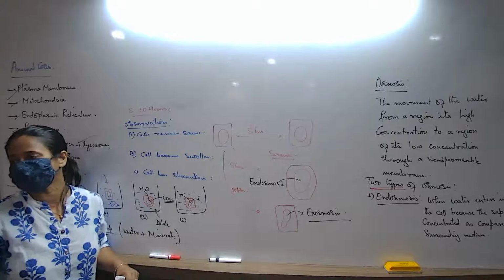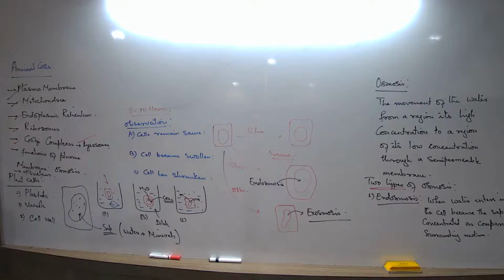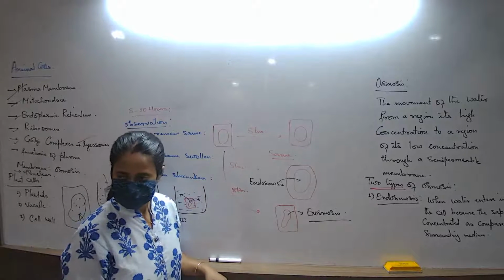Osmosis का definition हमेशा याद रखना है. What is the definition of osmosis? Movement of water from a region of high concentration to a region of low concentration through a semi-permeable membrane. तो इस सेल में semi-permeable membrane कौन सा है?